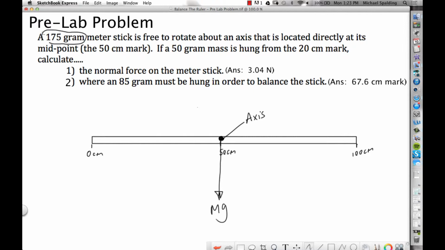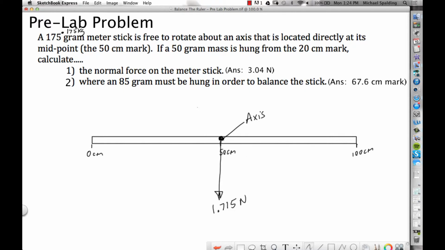You look at this. What do we have to do to 175 grams? Put it in kilograms. Okay, so that's 0.175. 175 grams is the same as 0.175 kilograms. And then we multiply that by 9.8. So the weight of the meter stick, this mg, let's put the number in. When you do mg for the meter stick, it's 1.715 newtons. And don't round it because it'll cause rounding error, which becomes important, especially for a problem like number 2.